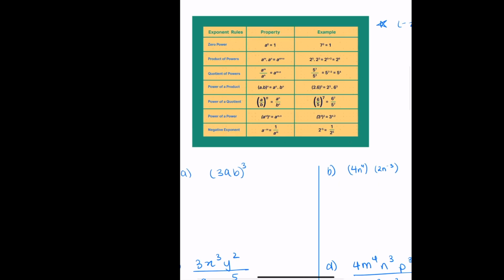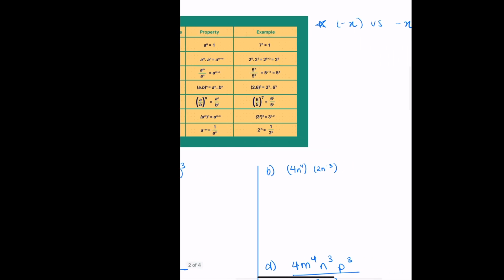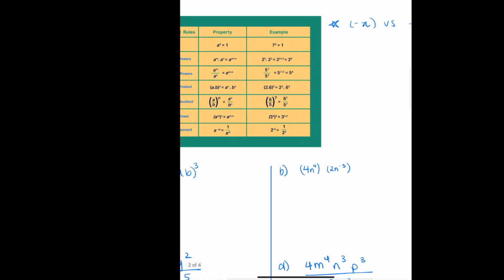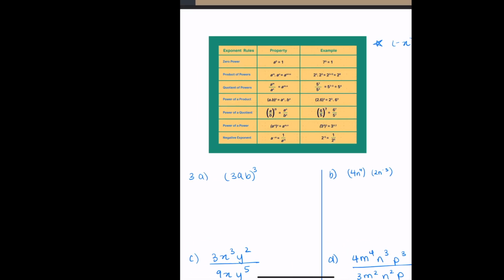So you can try this in your calculator. The example here is 7 to the power of 0, which is equal to 1. If you were to say 1,000,000 to the power of 0, it would still be 1. And then we have the product of powers.